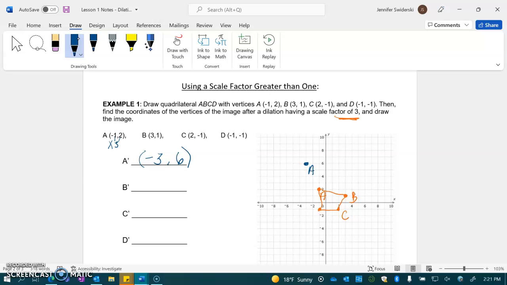So there's A prime. B prime, when I multiply those by 3, 3 times 3 is 9, 1 times 3 is 3. So I'm going to go in and graph 9, 3. 1, 2, 3. This is B prime. C prime, when I multiply that by 3, I would get 6, negative 3. This is C prime. And then D prime is negative 3, negative 3. I multiplied both of those by 3.